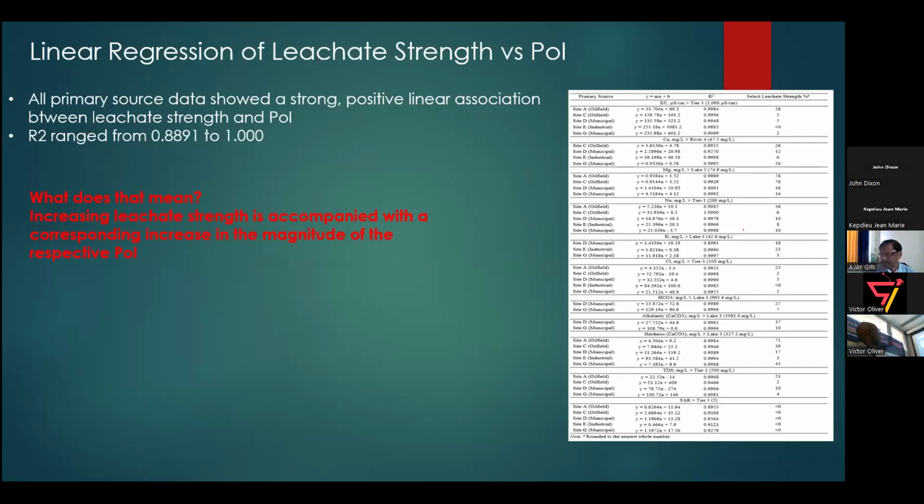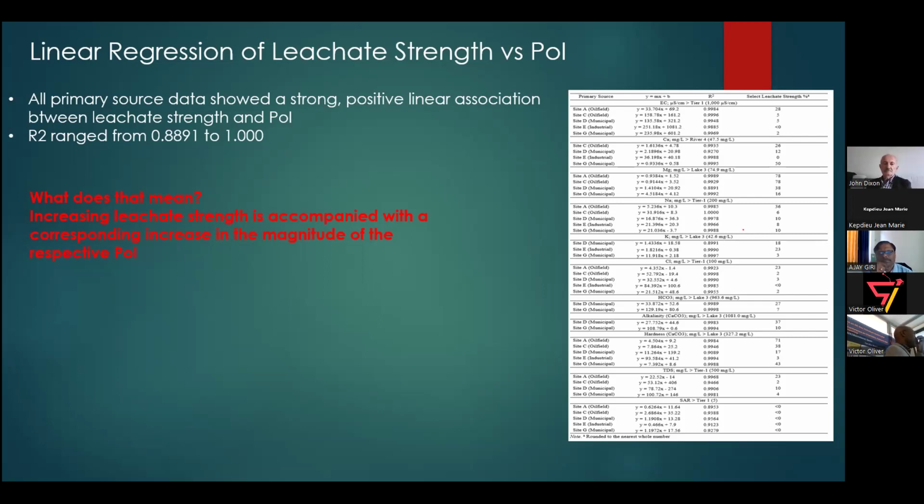So we also did some linear regression, and this was really, really interesting, to look at whether we have very strong correlations between the leachate strength and the parameter of interest. There is also another page, but I only use a portion of that information here. As you can see, the correlations are very, very, very strong in terms of relationship.